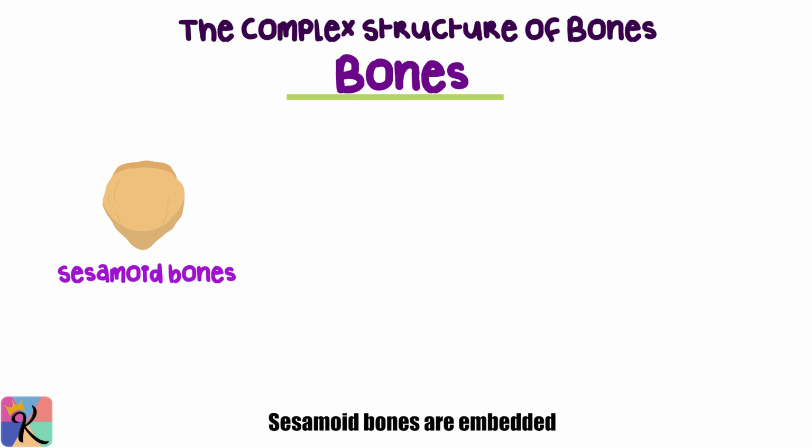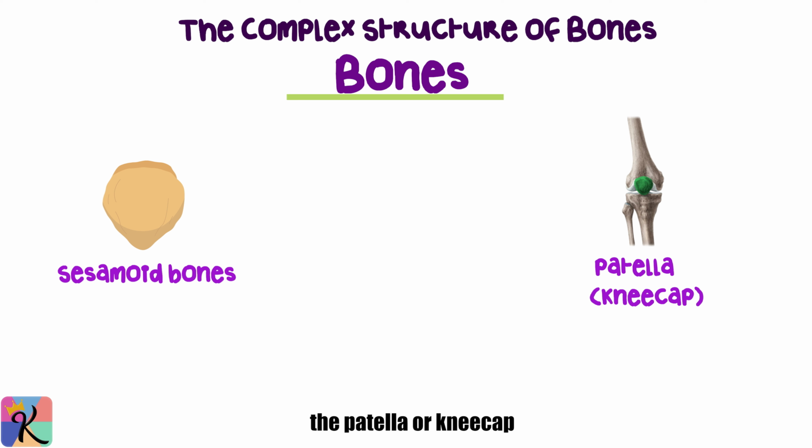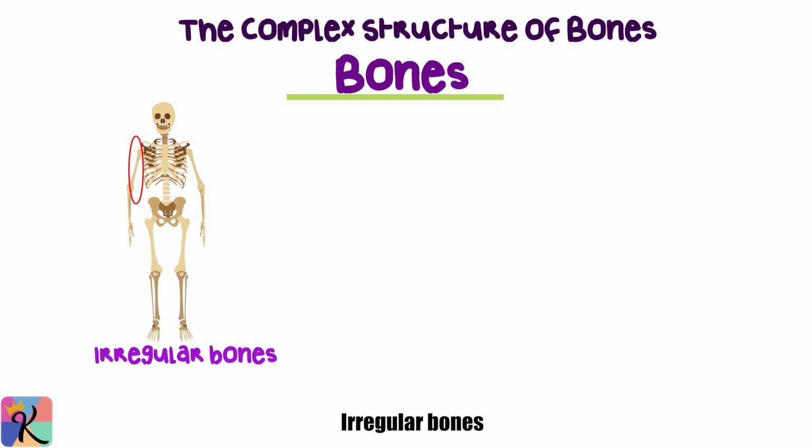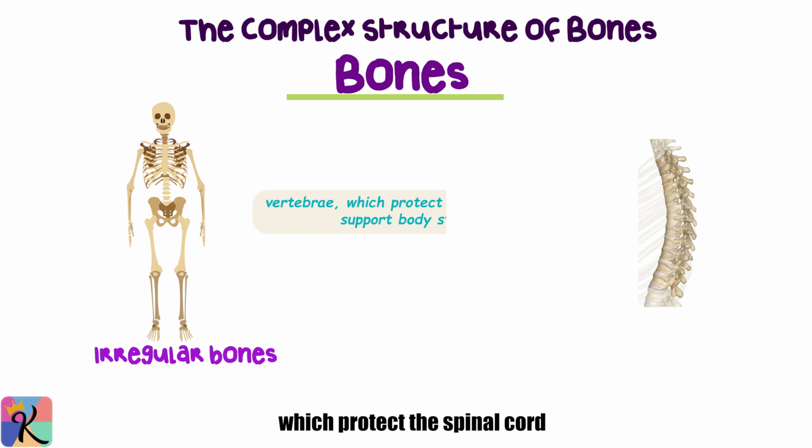Sesamoid bones are embedded within tendons to protect them from stress and wear. The patella, or kneecap, is the most well-known sesamoid bone, enhancing leverage during knee extension. Irregular bones have complex shapes that do not fit into any other category. They often have multiple functions, like the vertebrae, which protect the spinal cord and support body structure.